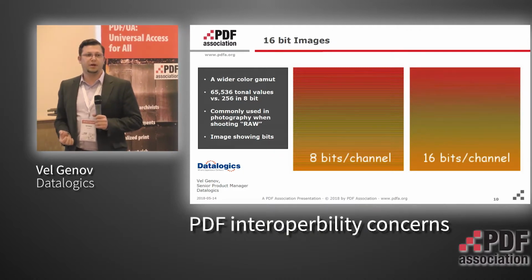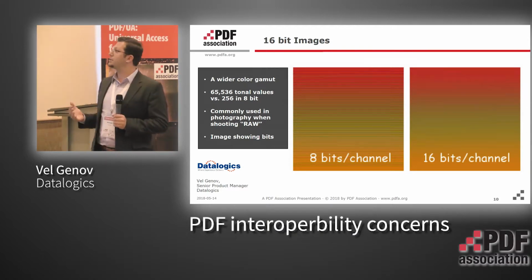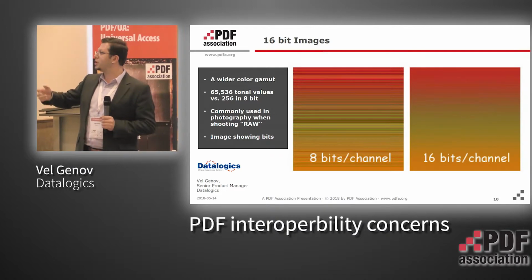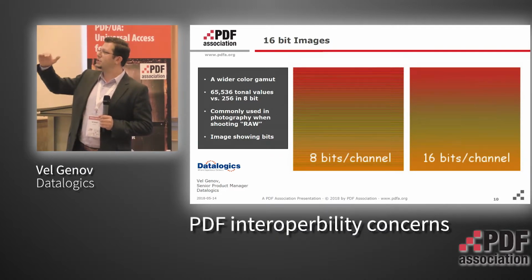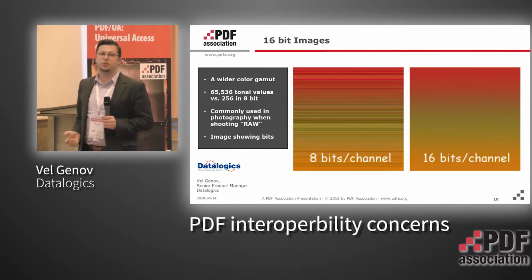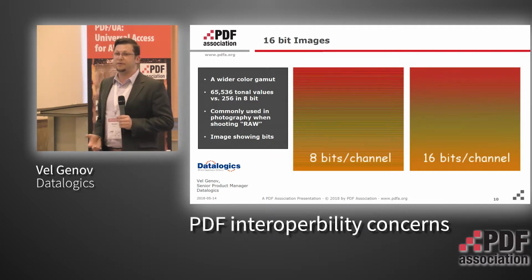So those are fairly commonly used by photographers for pictures, because then the gradients are actually a lot smoother. As you can see here, the transition between the 8-bit per channel and the 16-bit per channel, the transitions are very visible in the 8-bit one. The transitions in the 16-bit one are not that visible.